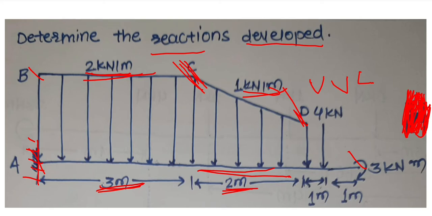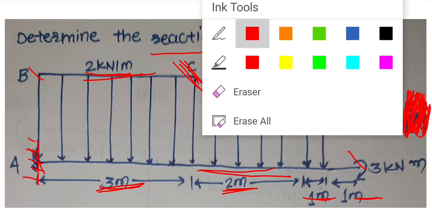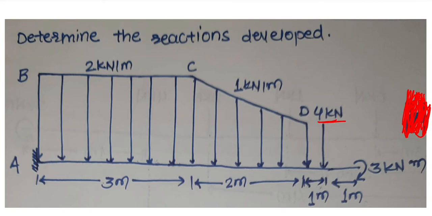From point D, at a 1 meter distance, a 4 kN force is acting, and at a 1 meter distance from this 4 kN force, a clockwise moment of 3 kN·m is acting at the end of the beam.